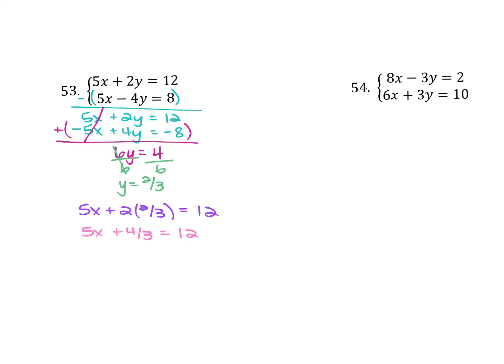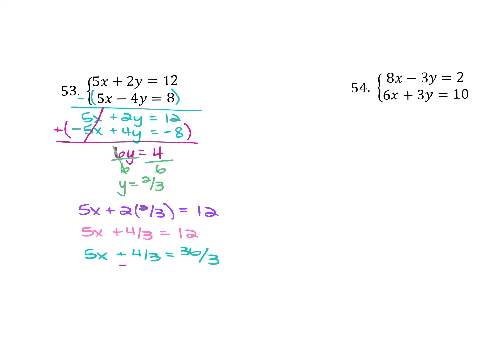That 12 has to also be rewritten so that way you can subtract the 4/3 from it. It has to be something over 3. So 12 is the same thing as 36 over 3. So this gets rewritten again as 5x plus 4/3 is equal to 36 over 3.